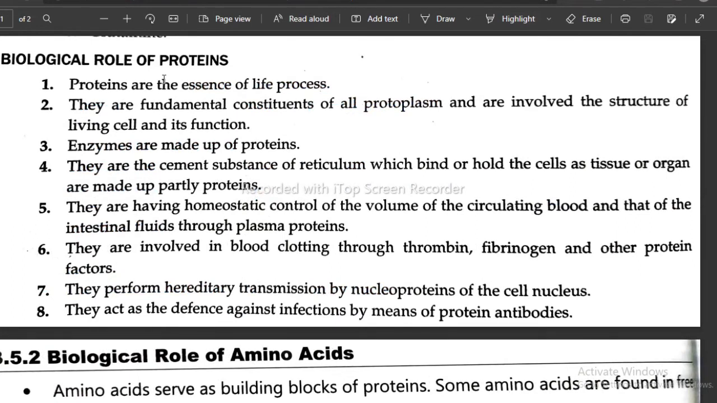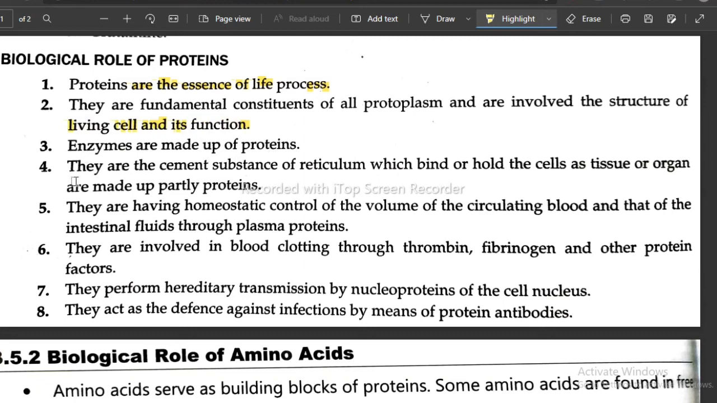So next we have biological role of protein. So here are some roles of protein. Very first, proteins are essential for life process. So ये बहुत ज़्यादा important है. They are the essence of life process. Next, they are the fundamental constituents of all the protoplasm and are involved in the structure of living cell and its functions. Next, enzymes are made up of protein.